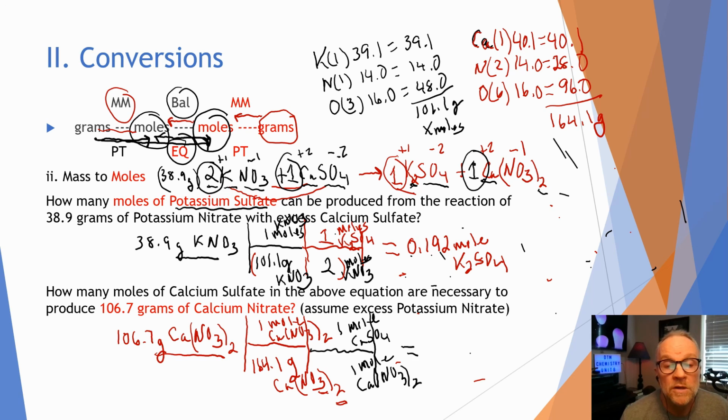Alrighty. So now we just multiply across the top, 106.7 times 1 times 1, divided by 164.1 times 1. And if you do that, you get, we'll do this in black because that's the reactant, 0.6502 moles of calcium sulfate. Okay, very good.